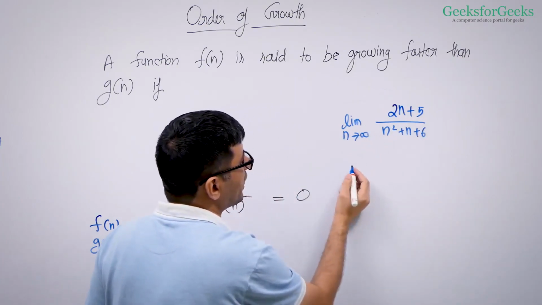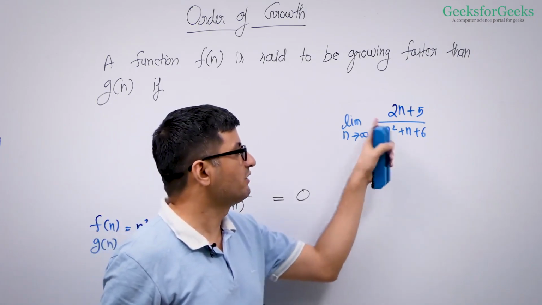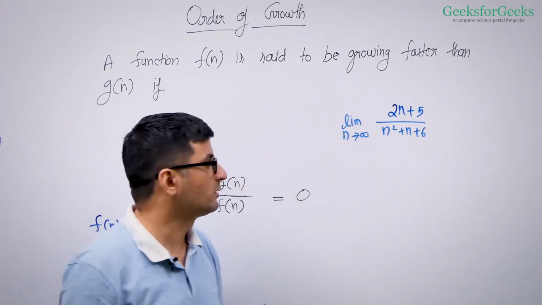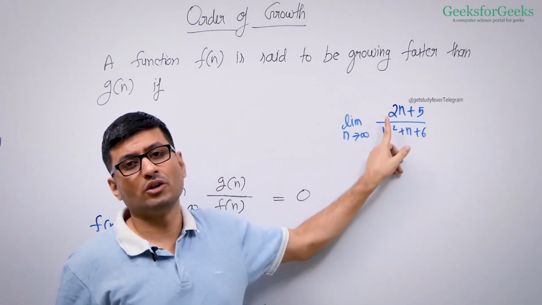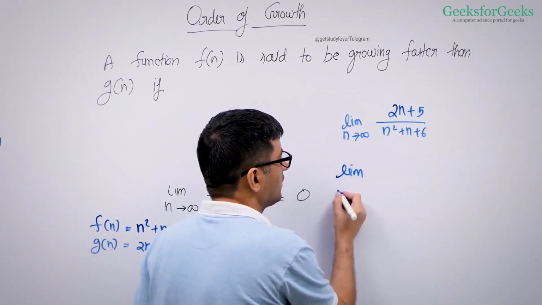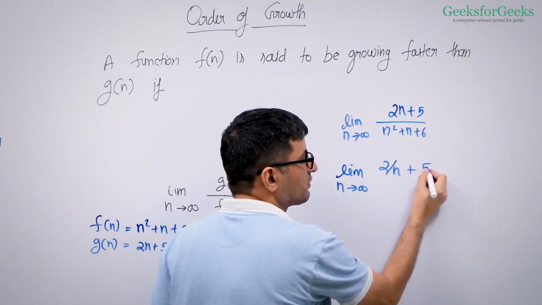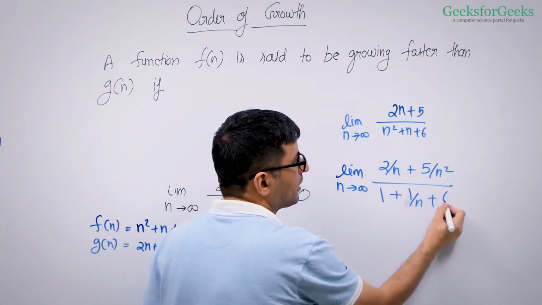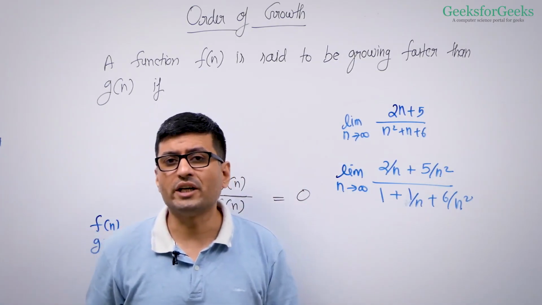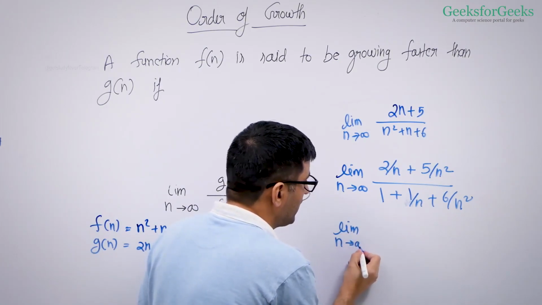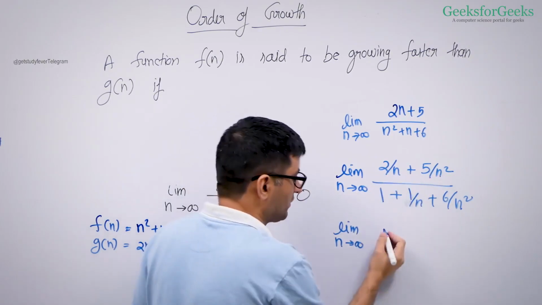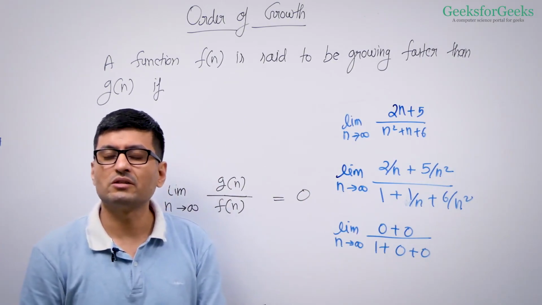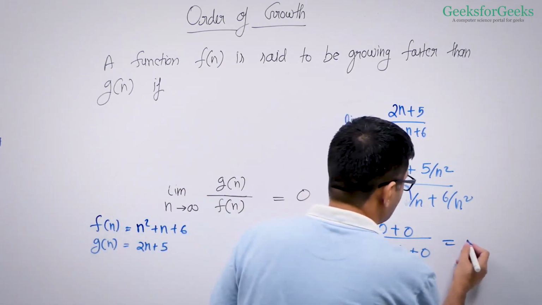So let's talk about this expression's value. The simple idea to compare the order of growth of two functions and get the value of this is to take the highest order term and divide both numerator and denominator by it. The highest growing term is n square. So we divide both numerator and denominator by n square, and what do we get? 2 divided by n plus 5 divided by n square, divided by 1 plus 1 by n plus 6 by n square. Now when n tends to infinity, what is this value going to be? When you have n in the denominator, all those terms are going to be 0 when n tends to infinity, right? So this is going to be 0, this is going to be 0, and the denominator is going to be 1 plus 0 plus 0. So what is this value? 0 divided by 1 is equal to 0. So you get the value 0.